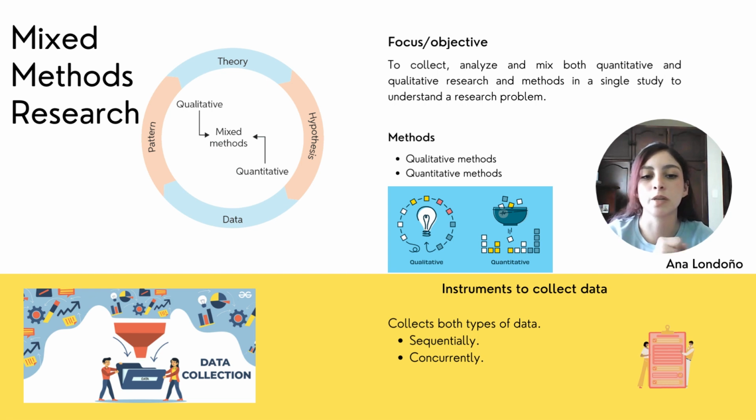Now concerning the instruments, as I said before, it collects both types of data, but depending on the design that we choose, it will be different. For example, if we choose an exploratory or an explanatory design, the research will be sequential. But if we choose a convergent design, the data collection method will be concurrent or simultaneous. Now talking about the instruments themselves, since this is flexible, we can use different types of instruments such as surveys, questionnaires, interviews, depending on the study.